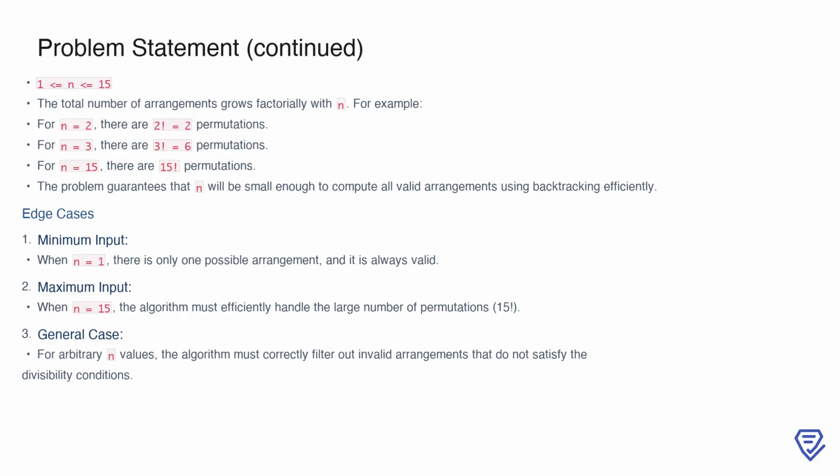While the problem involves considering all these permutations, the divisibility conditions allow us to filter out invalid arrangements efficiently using techniques like backtracking. Some key edge cases to consider include the minimum input, where n equals 1, and the maximum input, where n equals 15. The algorithm must handle these extremes as well as general cases where n falls anywhere in the given range.